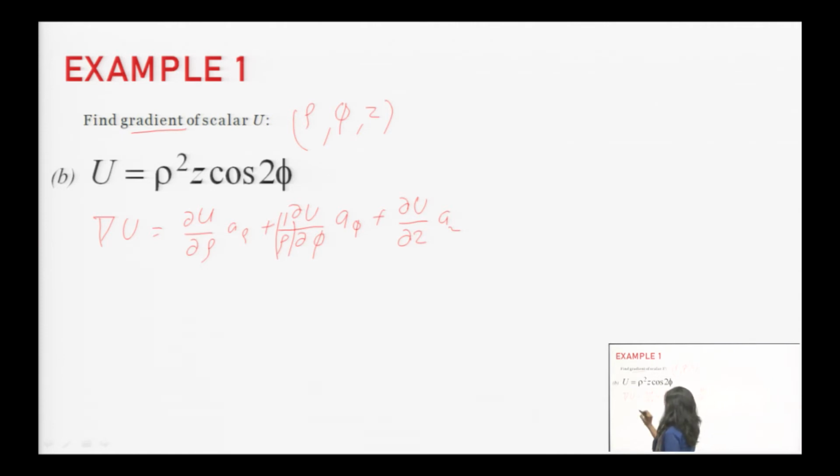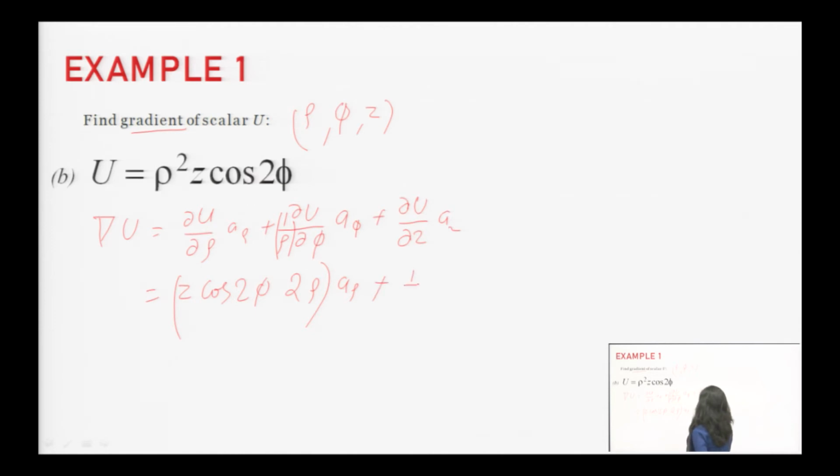So here is the function u. First of all we need to differentiate this u with respect to rho. All other things except rho will act as a constant. So we will write those first, that is z cos 2 phi, which is acting as a constant. Now we need to differentiate rho square. The differentiation of rho square will be 2 rho. This is the coefficient we need to multiply with a rho here.